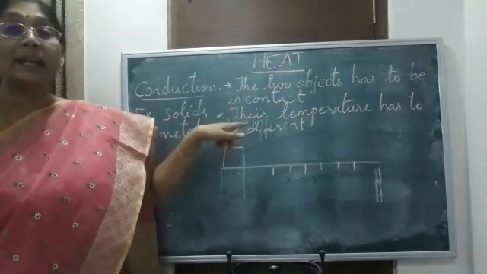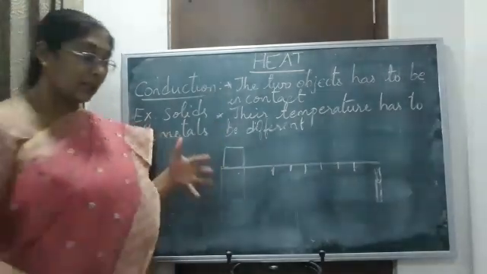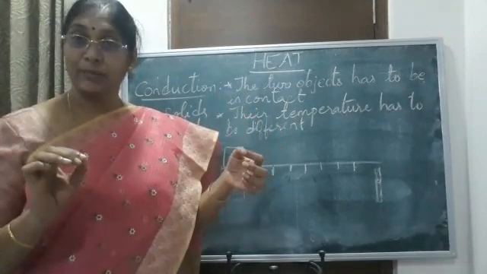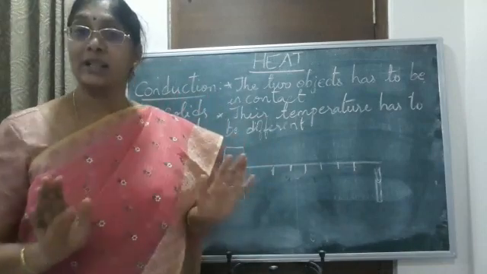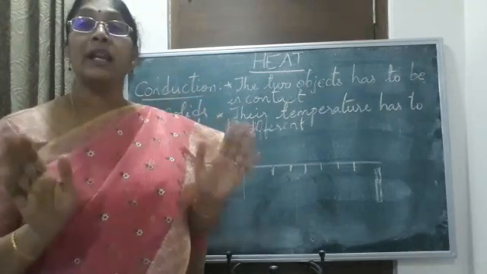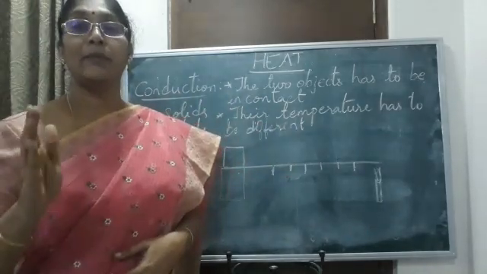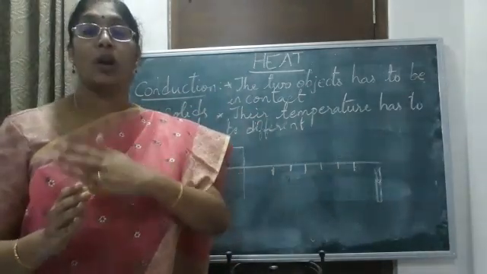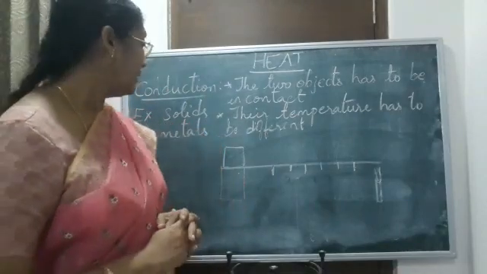The second condition is that their temperatures have to be different. Suppose heat is conducted from one end to the other, and both ends have the same temperature. Will there be transfer of heat by conduction? No, there will not be any transfer of heat by conduction. If heat has to be transferred by conduction, both ends should have a difference in temperature, and then the flow of heat will be from the hotter end to the cooler end. That is conduction.